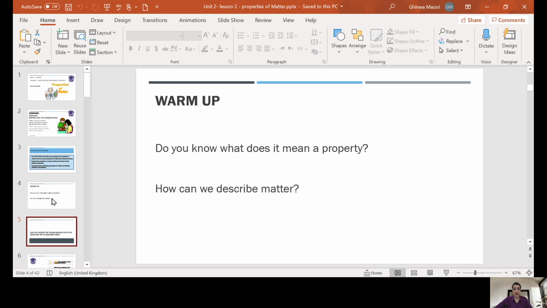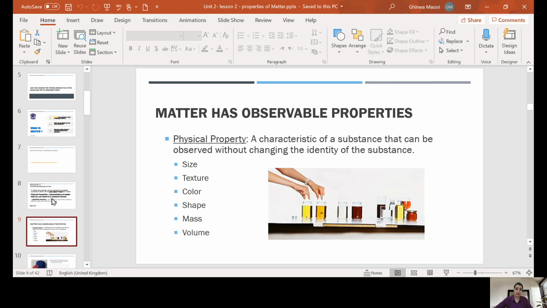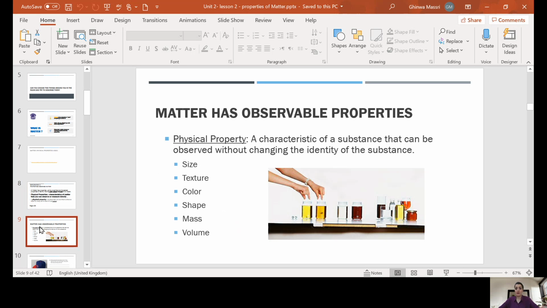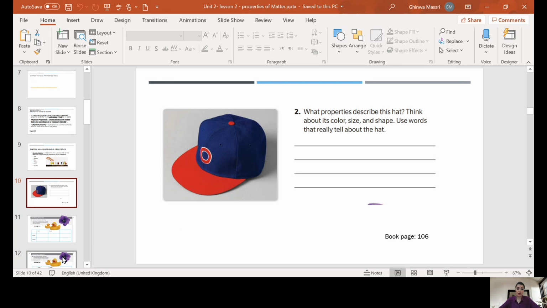As I remind you, a physical property is a characteristic you can observe about matter without changing anything in the substance. So a physical property is a characteristic of matter that can be observed or measured directly using my 5 senses, like tasting, smelling, hearing, and looking. Examples of physical properties can be size, texture, color, shape, mass. Also, volume is considered to be a physical property.